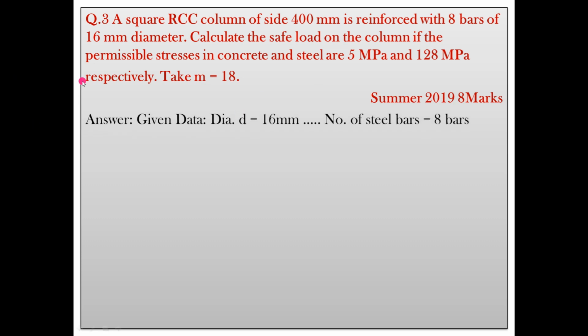Given data: diameter is 16 mm, number of bars is 8 bars of 16 mm in that column. Modular ratio value is 18. Here they give the permissible stresses: sigma c is 5 megapascal and sigma s is equal to 128 megapascal. That is concrete stress and steel stress.